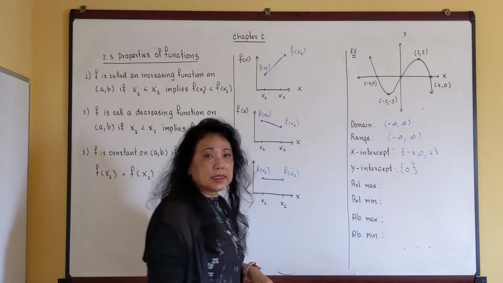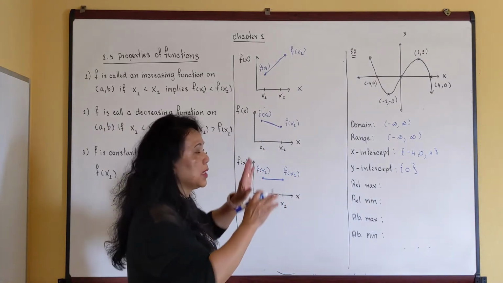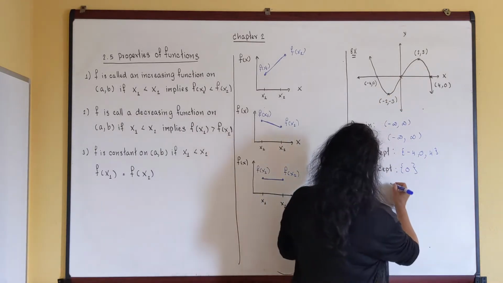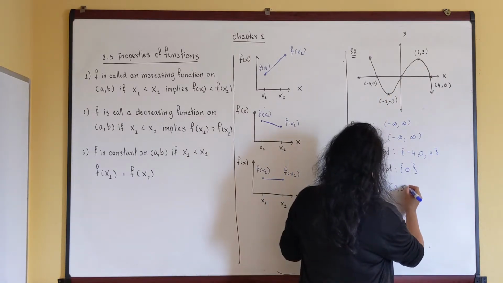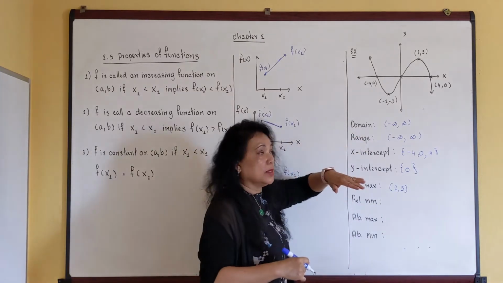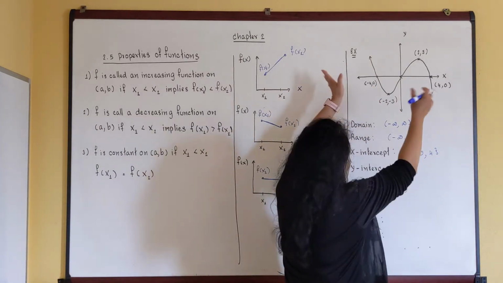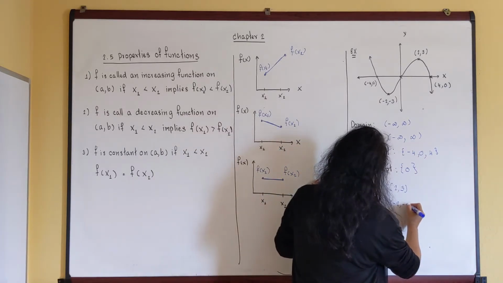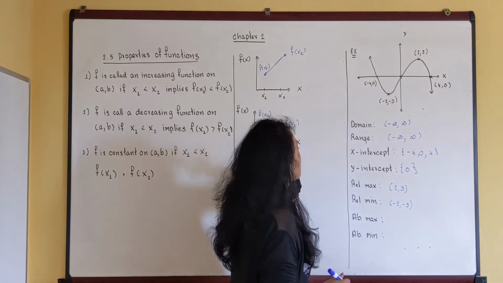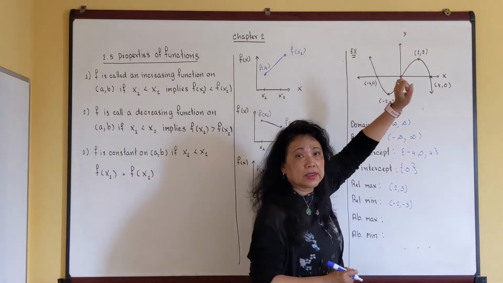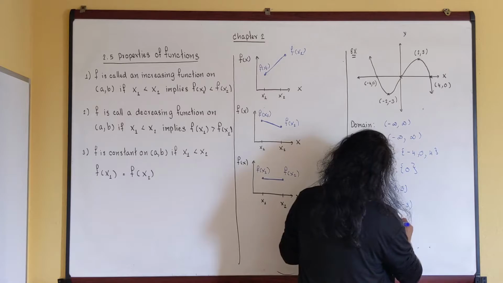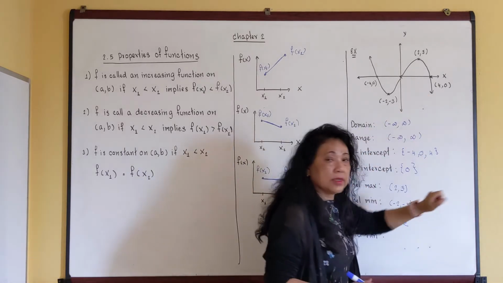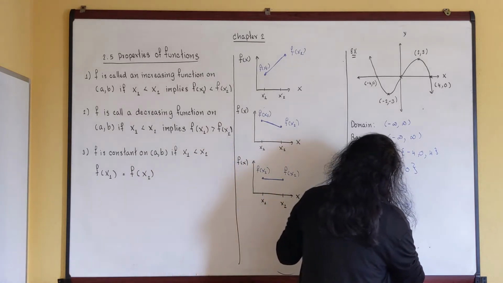Relative max means the maximum around that area. So my relative max is (2, 3). Relative min is the minimum point in that area. So (-2, -3). Absolute max, it keeps on going infinitely, so we don't have an absolute max. Absolute min, the arrow goes down infinitely, so we don't have an absolute min.